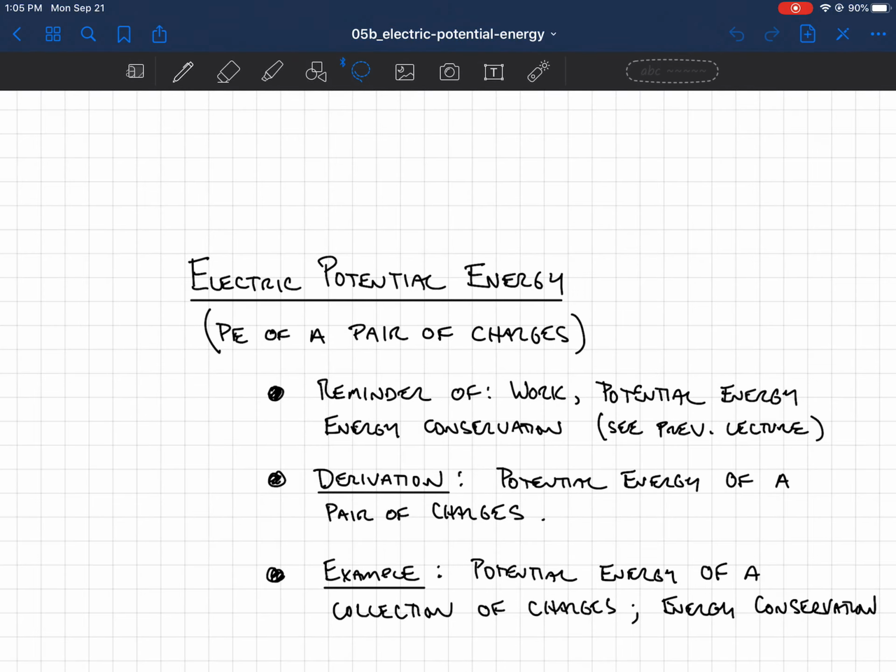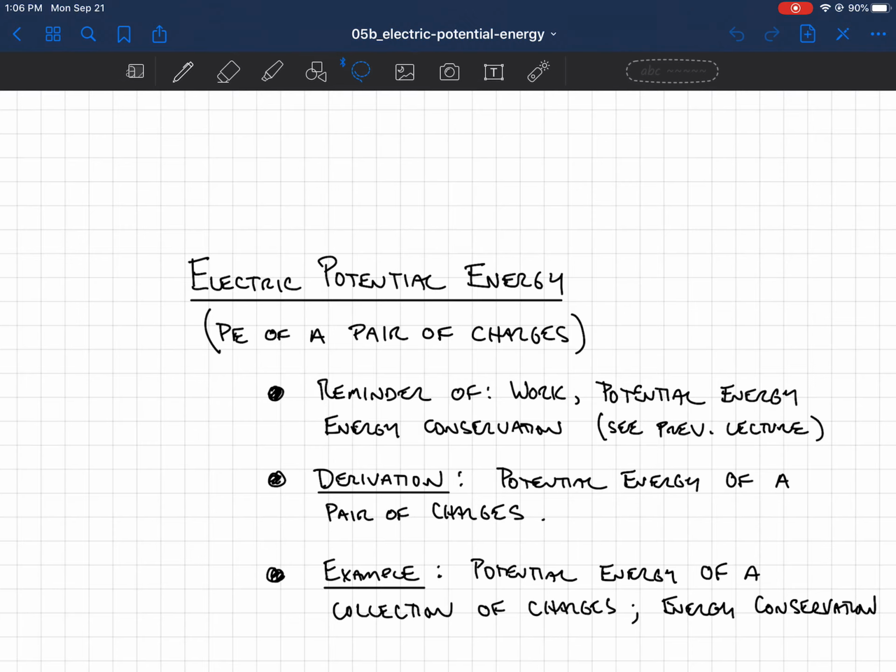This lecture is about the electric potential energy, meaning the potential energy associated to what turns out to be a conservative force, the Coulomb force. And before you see this lecture, you should probably review the concepts of work, potential energy, energy conservation, either in the previous video or in lecture notes from the first semester course from mechanics.